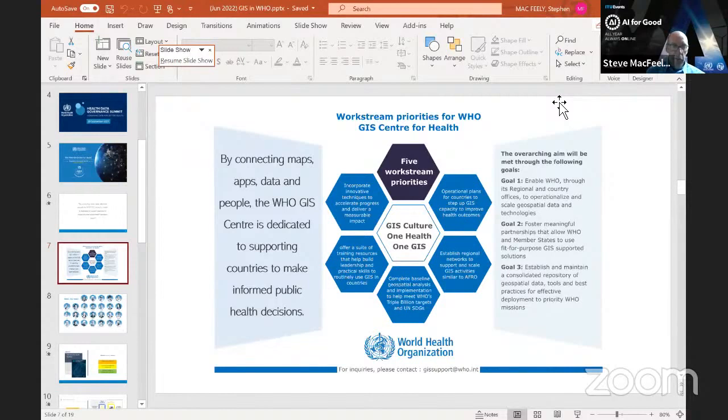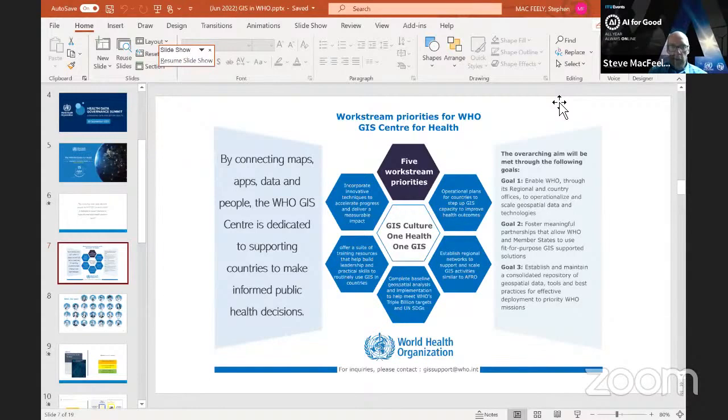We want to foster meaningful relationships that are fit for purpose. So in other words, that we're getting something out of it, but so are our partners. So it's a win-win for both. And to maintain and consolidate a repository of geospatial information, tools, classifications, so that they can be effectively deployed across all of WHO. And to do that, we've developed 5 different work streams, and you can see them there on the screen.